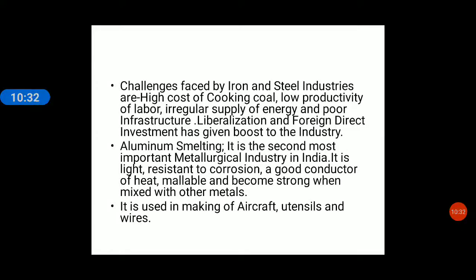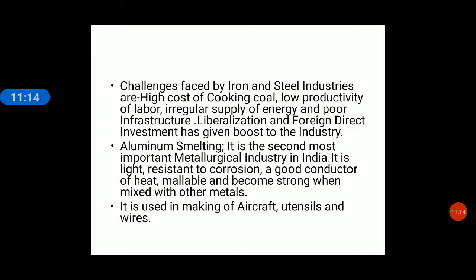And talking about the metal, aluminium is called the champion of metals, and it is used in a lot of products, right? And if you think of aircrafts, most of all the aircrafts are made with aluminium. It is a light metal, right? Now what are the qualities given? It is light, resistant to corrosion, a good conductor of heat, malleable, and becomes strong when mixed with other metals. Therefore aluminium is called the champion of metals, right? Now it is used in making aircraft, utensils and wires.